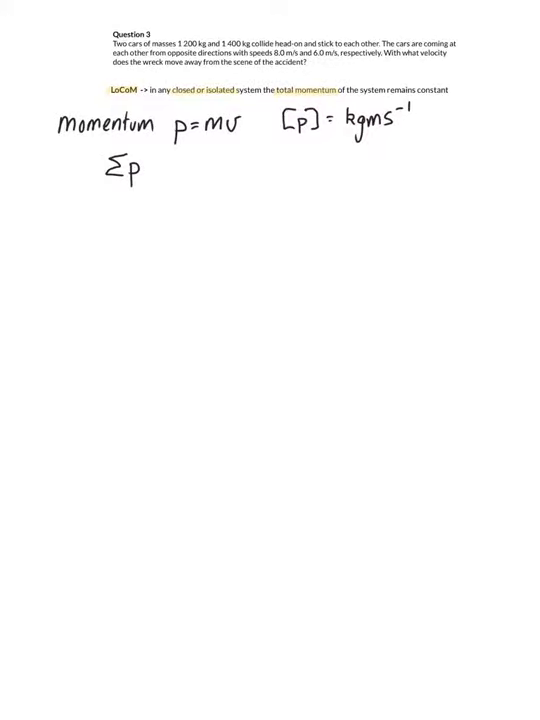Mathematically, I write the total momentum as the sum of p, saying add up the momentum of all my objects. And the law of conservation of momentum tells me that when I do this, I get the same value before and after the collision.